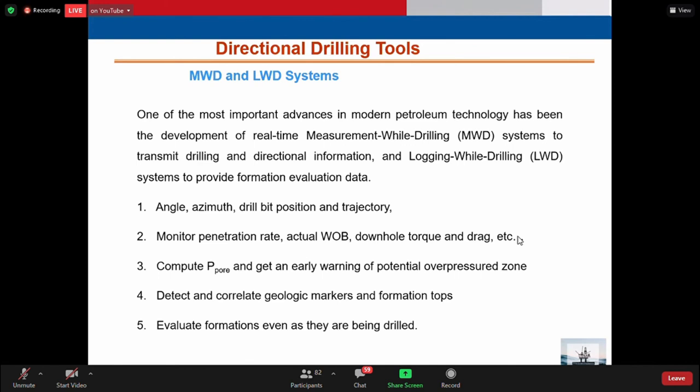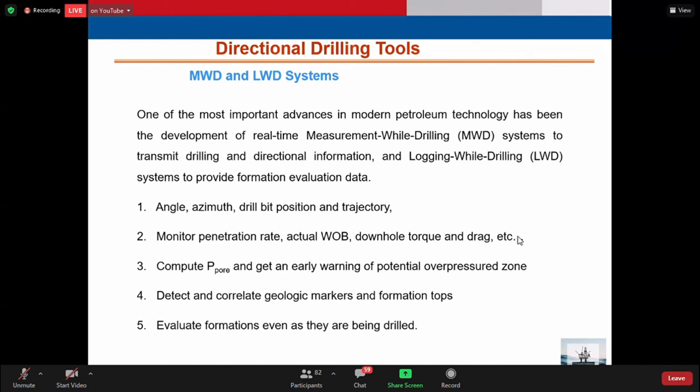When I use logging while drilling, I can record the gamma ray and also the neutron. So in real time I know where I am, whether I am in the target zone or not, whether this formation is there or has changed. All this data is transferred in real time. Also, it allows the evaluation of the formation which has been drilled.